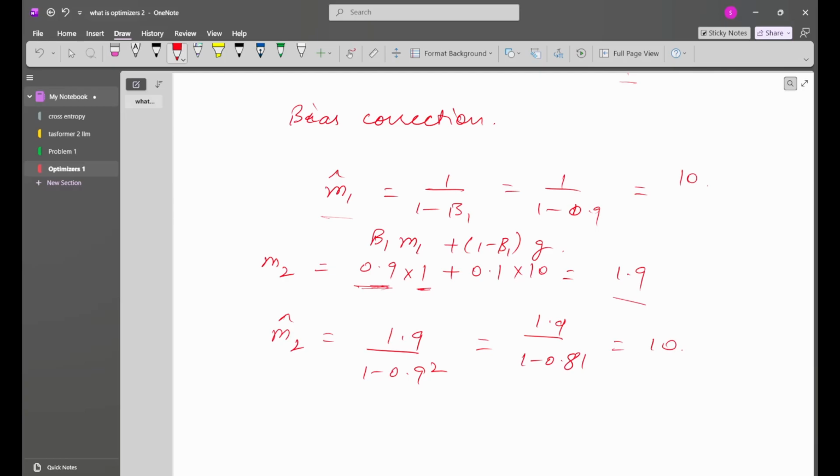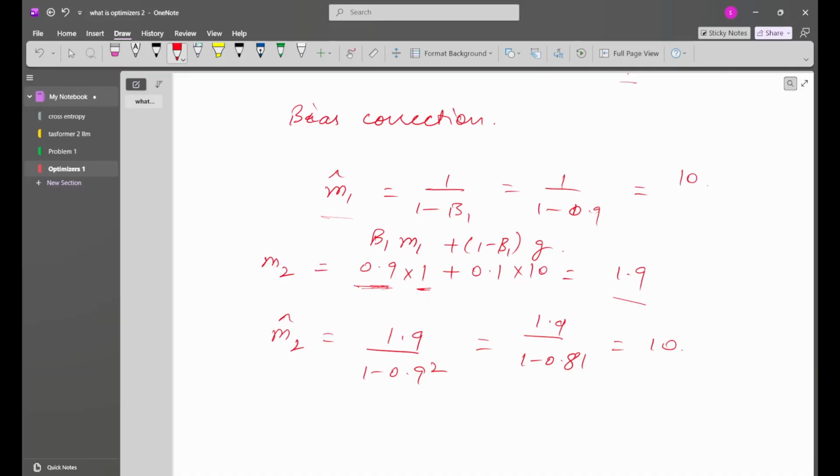So what happens if we don't use bias correction? In early training, M is too small, V is too small, the update becomes very small, and training becomes slow at the beginning. The model takes many steps to gain speed. So that is why we use bias correction: to make early training accurate and stable. That is it. Bias correction removes the zero initialization bias in Adam's moving average so that early updates are accurate.